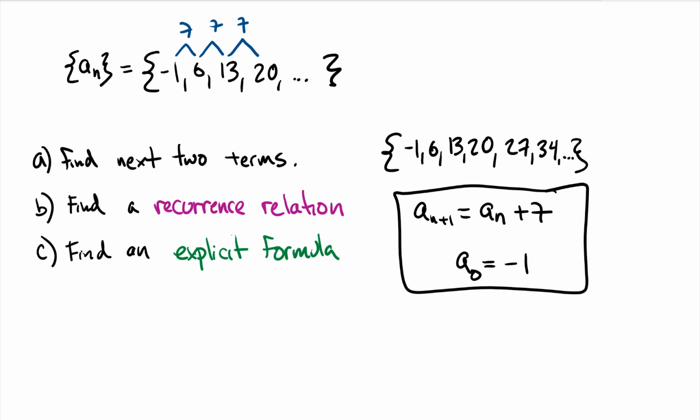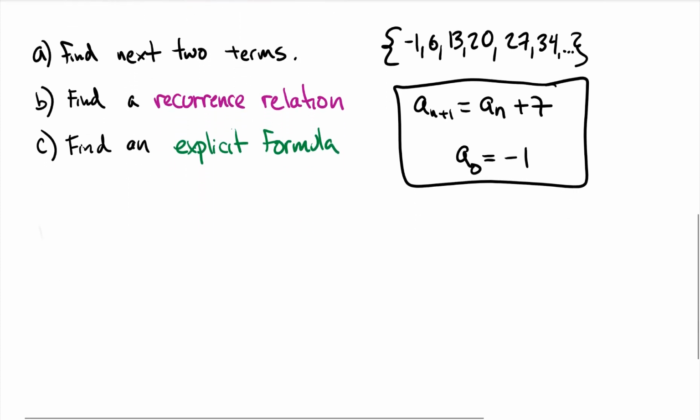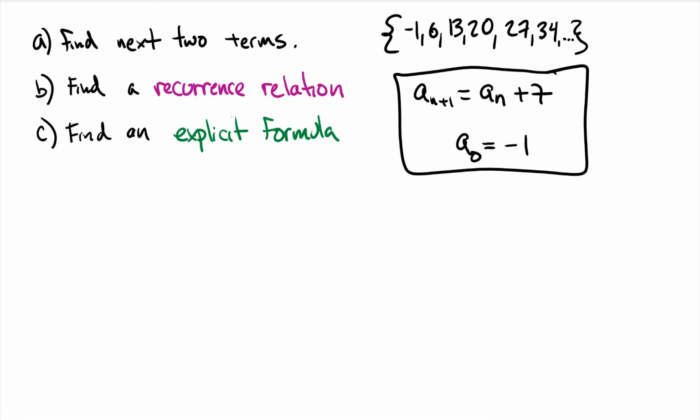So what could we do? How could we find an explicit formula for this? I'm going to stick with the zeroth term. Well, let's try plugging things in. This usually helps a little bit. So a sub 1 was equal to a sub naught plus 7.